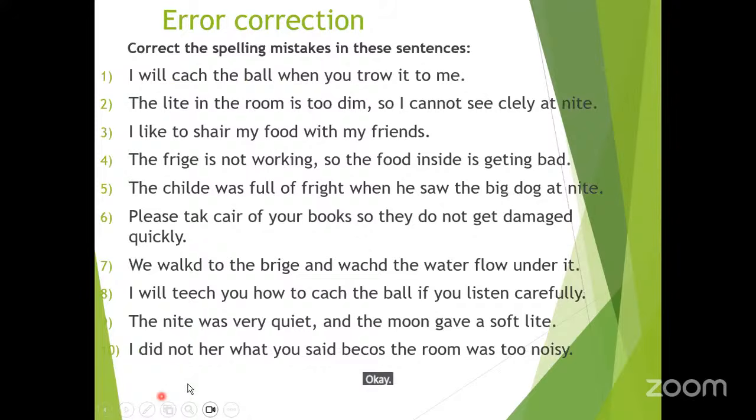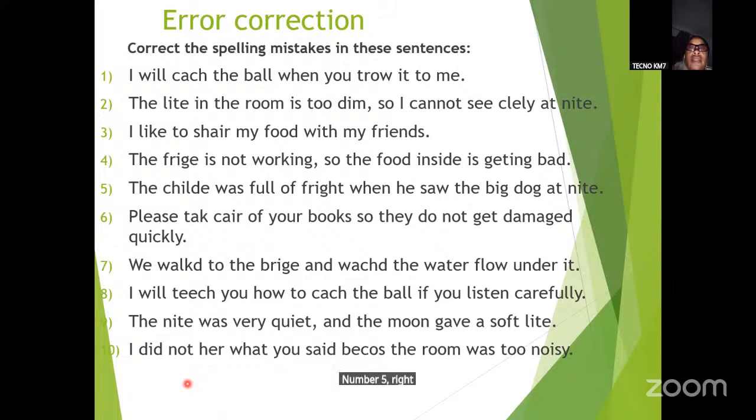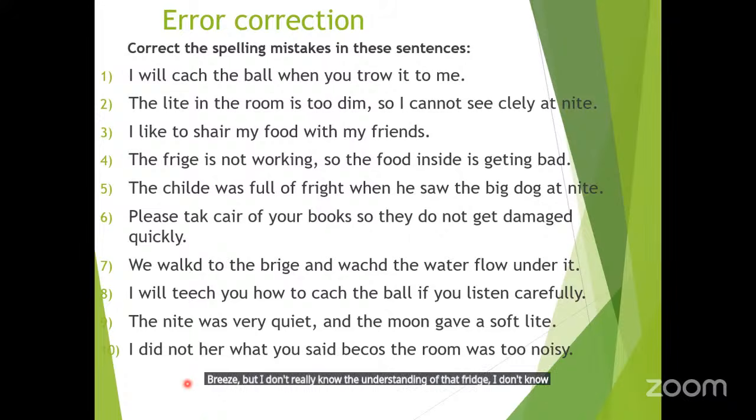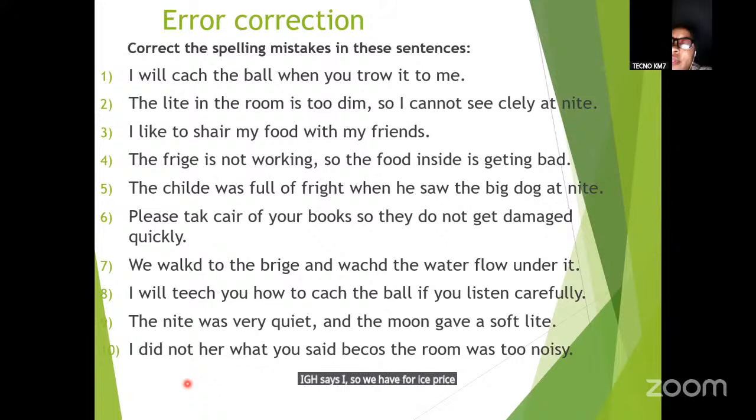Okay. Number 5. You say the child was full of fright, but I don't really know the meaning of that word. Fright. Okay, fright, someone to be afraid. I G H says I, so we have height, fright. Yes, fright, ma'am. Okay, no problem.